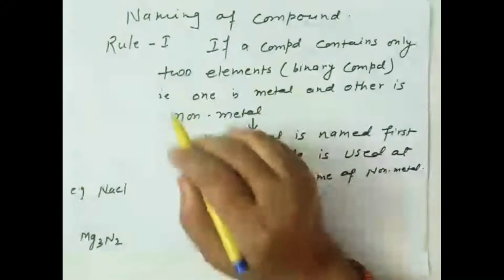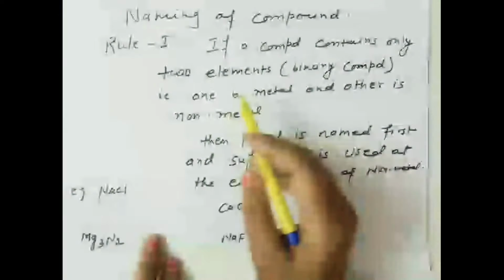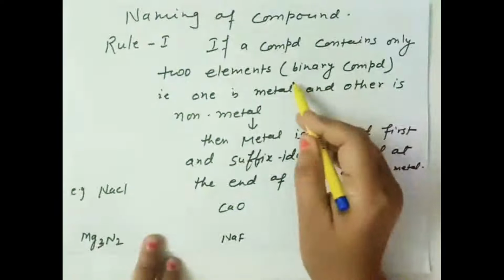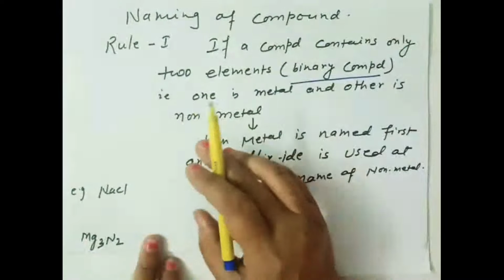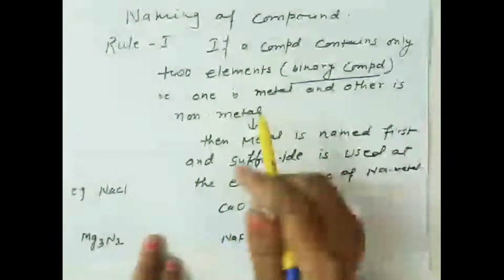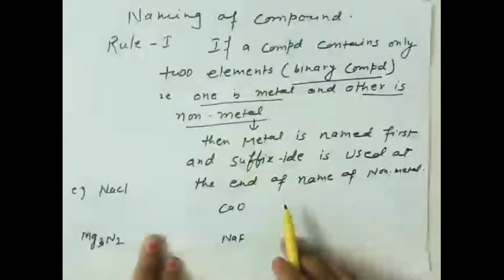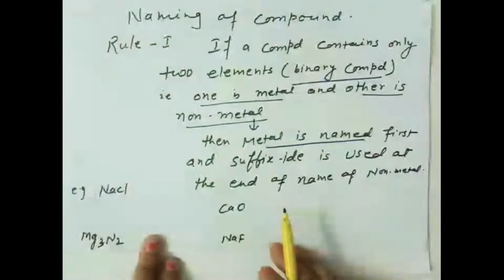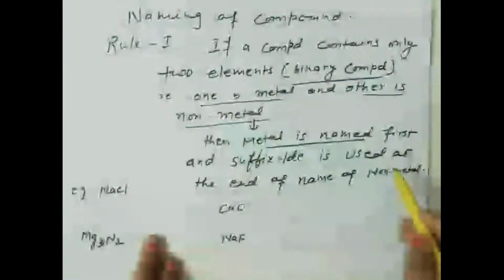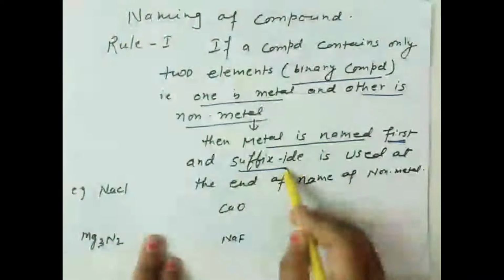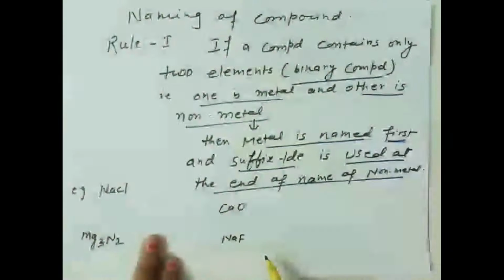So rule number 1, if compound consists of only 2 elements, a compound which is made up of 2 elements is also called a binary compound. So if the compound is a binary compound, it means made up of only 2 elements, and if one element is metal and other element is non-metal, then metal is named first. तब हम metal वाले part का naming पहले करेंगे. Then metal is named first and suffix IDE is used at the end of the name of the non-metal.